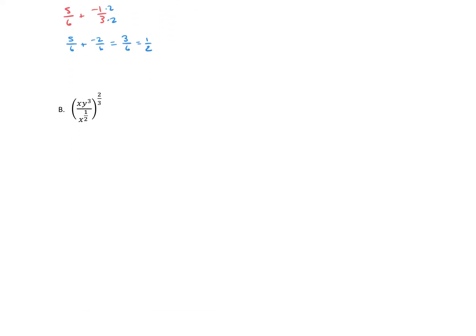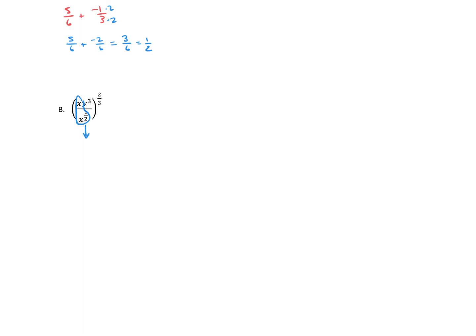All right, our next example, we have some stuff happening inside a parenthesis and that whole thing being raised to the 2/3 power. So I'll tell you guys, life is easier if you can simplify inside this big parenthesis first and then raise everything to the 2/3 power. So inside the parenthesis, we have an x times a y to the third divided by an x to the 1/2. So we are dividing the same base of x, so we're going to be able to simplify these x's.